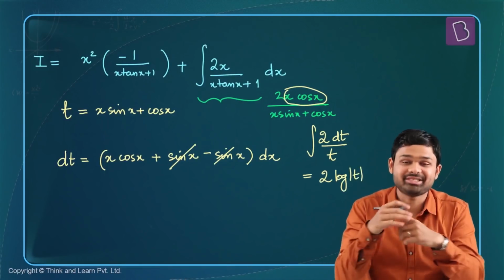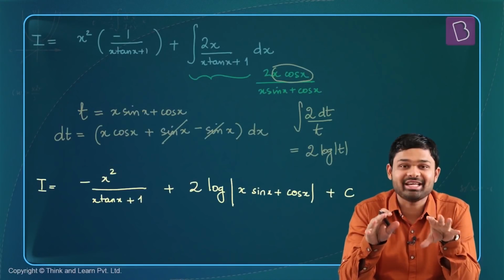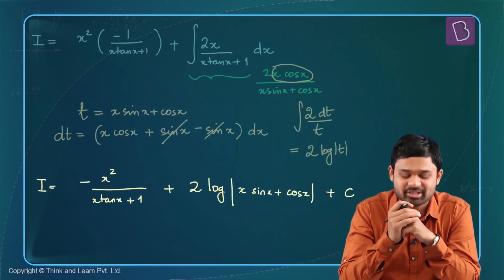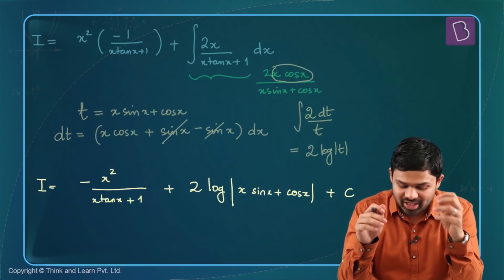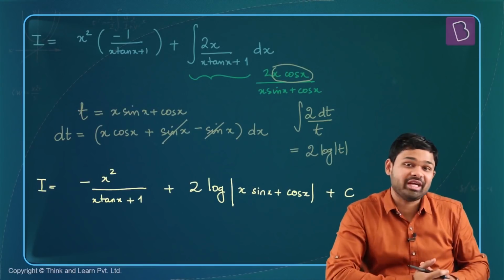So if I substitute the value of t as x sin x plus cos x, I get the final answer as negative x squared divided by x tan x plus 1 plus 2 times the log of x sin x plus cos x plus, of course, the constant of integration.